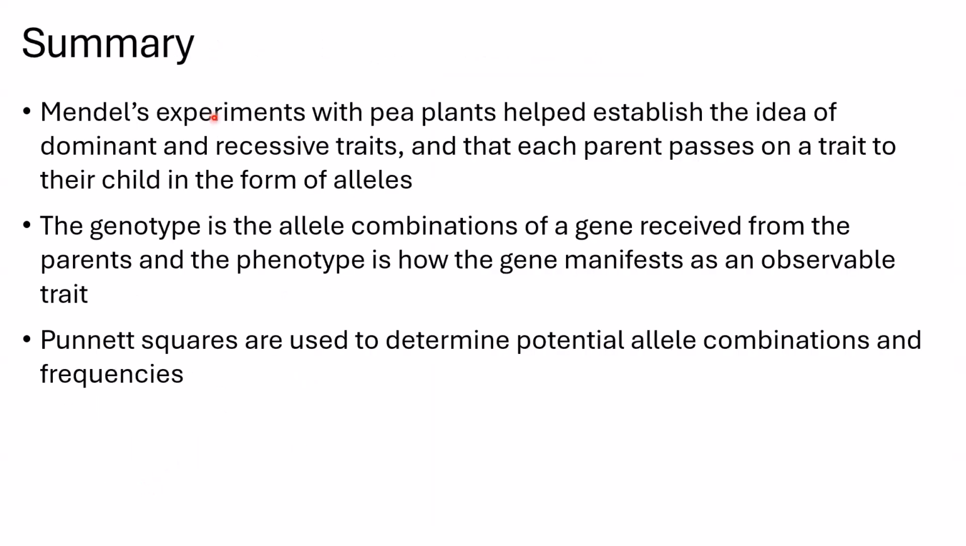In this video, we learned Mendel's experiments with pea plants helped establish the idea of dominant and recessive traits, and that each parent passes on a trait to their child in the form of alleles. The genotype is the allele combination that was inherited from the parents for a gene, while the phenotype is how the gene manifests as an observable trait. We can use Punnett squares to determine the potential combination of alleles from each parent, and how frequent each allele combination is.